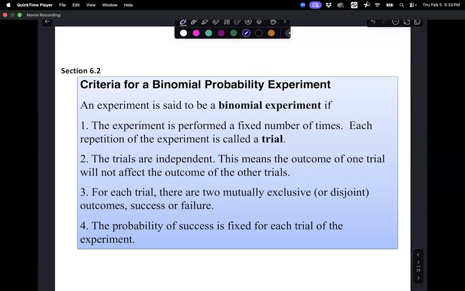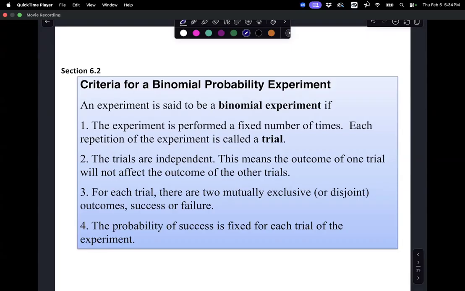When we were talking about rolling dice, if a 3 is a success, there are 5 other numbers that are a failure. So a success would be a 3, failure would be all the other numbers. And the probability of success has to be fixed for every trial. Every time you do a trial, you have to have the same probability of getting a success. So this is the requirement for a binomial experiment.